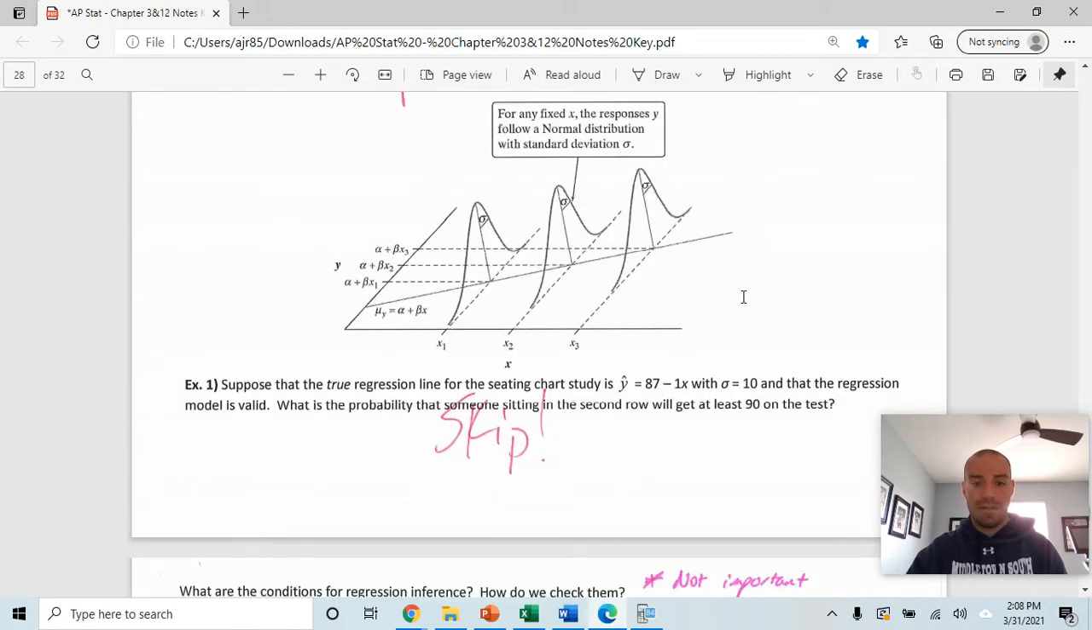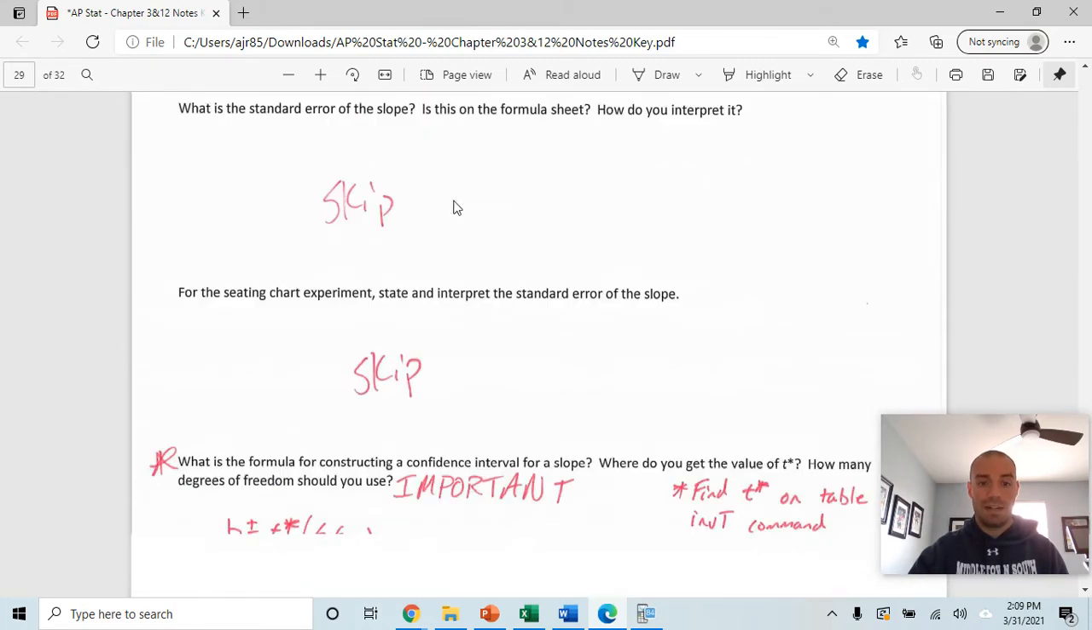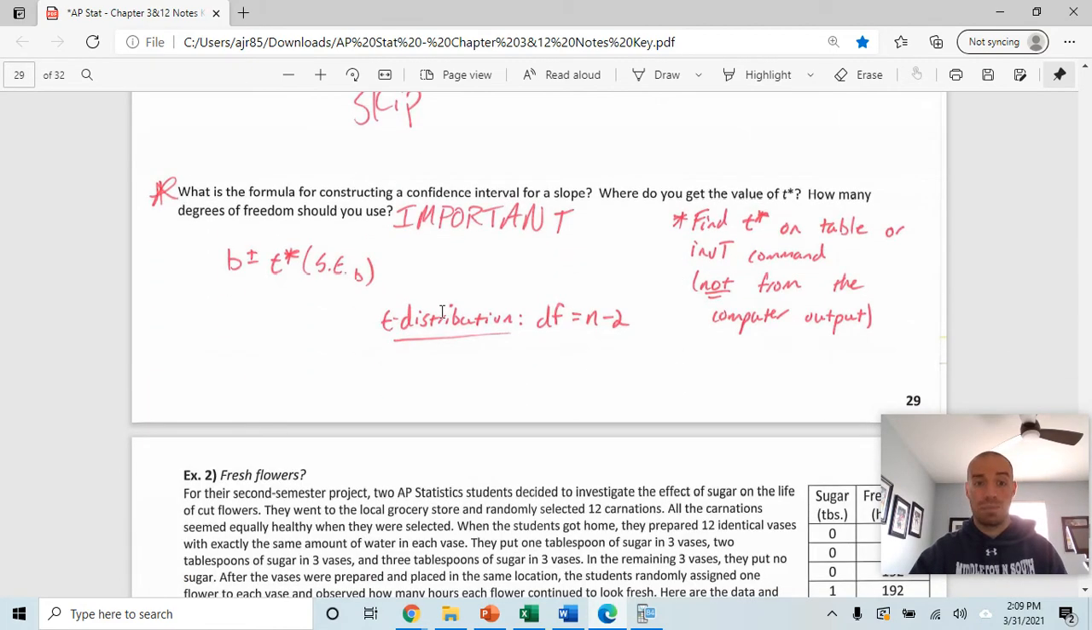You don't have to worry about this stuff in here or this stuff in here, as well as the conditions for regression that are for inference here. There are 5. The scatter plot of x and y appears linear. The observations must be independent. You want to graph the residuals. You need equal variance in your residual plot and a random sample. Not overly important that we're focused on any of this, but if you want to put that in your notes, feel free. We're skipping down in here to the bottom of the page, which is important.